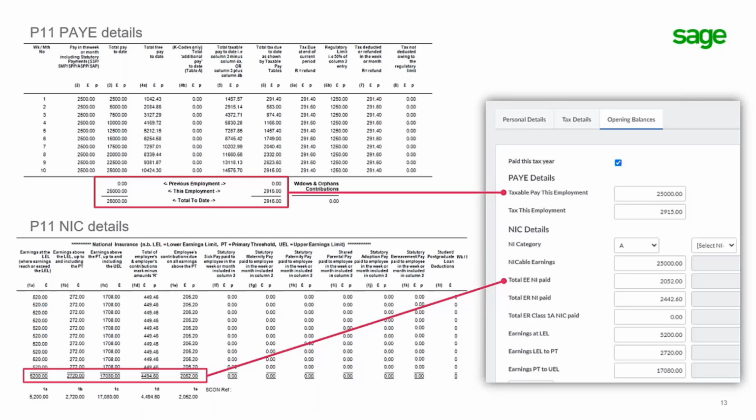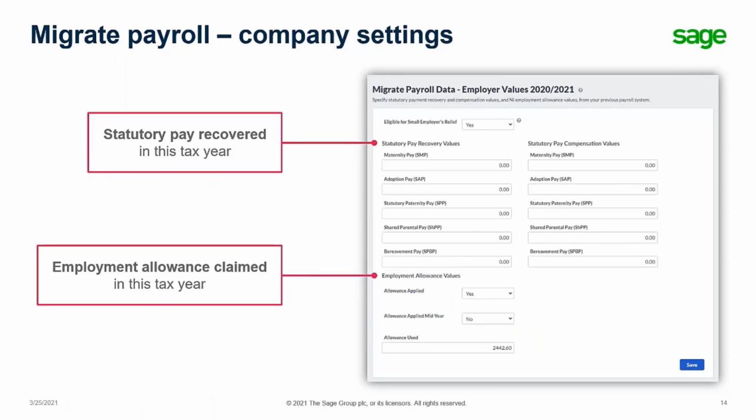Also showing at the bottom is the National Insurance year-to-date information, and on that report you can see statutory payment information and any student loan and postgraduate loans on that report too. In the settings area of the payroll, there's also a section to migrate the company information. So in settings and migrate payroll data employer values, you will need to enter the information for employment allowance so far in the year and statutory recovery information partway through the year.